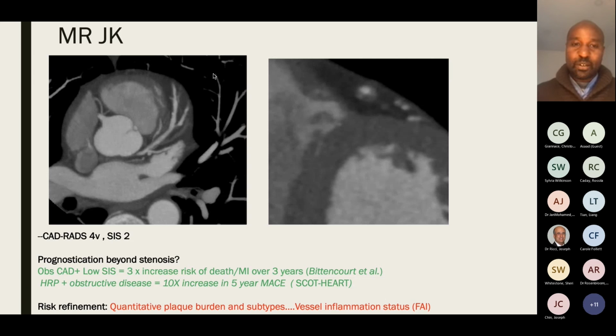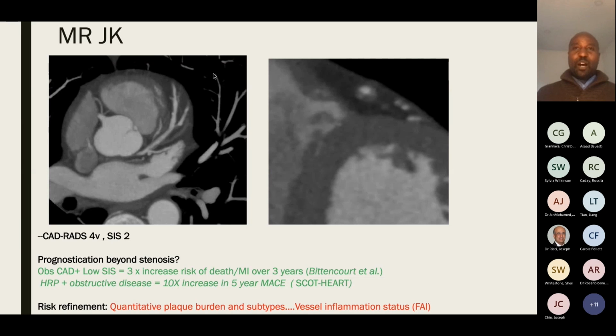So if we were going to try and see what the literature would say about his prognostication beyond just mere diameter stenosis, again, looking at the data out of the Brigham from Bittencourt and his group, well, this fellow has the combination of obstructive CAD, but he's got a low segment score. Segment score is 2, obstructive plaque. So that would correspond in their analysis to a 3-fold increase in the risk of death or MI over 3 years. If you looked at the SCOT-HEART data, this fellow's got high-risk plaque and obstructive disease. So he's got the combination of these 2 high-risk components. And that, in their study, conferred a 10-fold increase in the 5-year event of MACE.